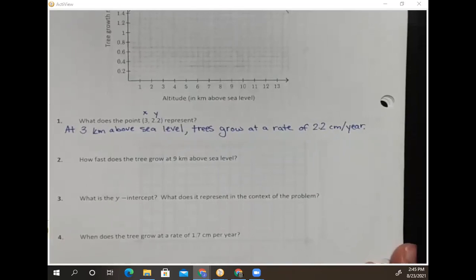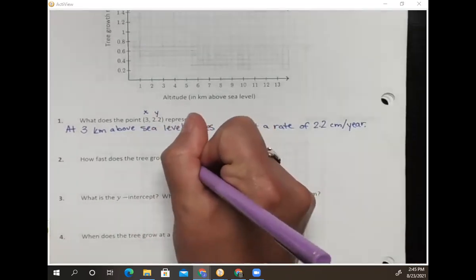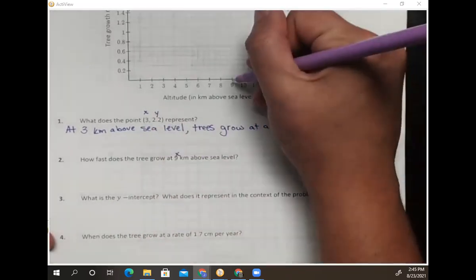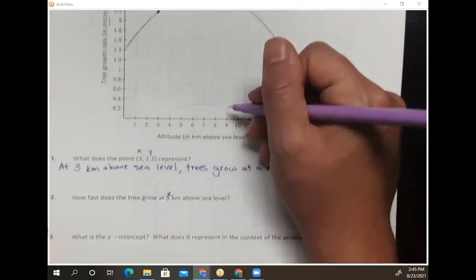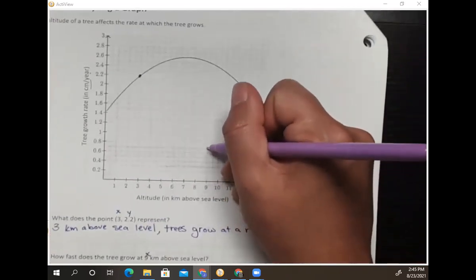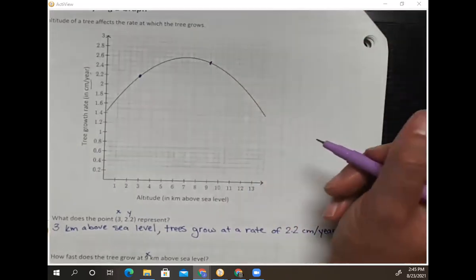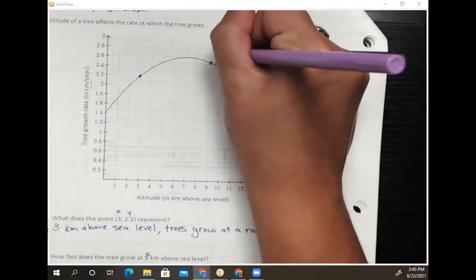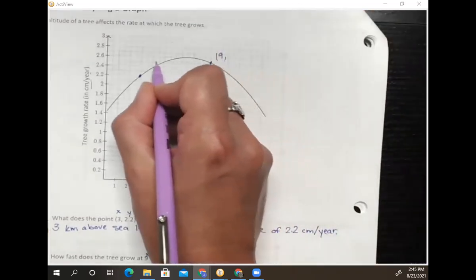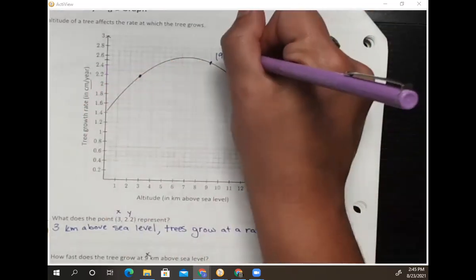How fast does the tree grow at 9 kilometers above sea level? So this is an altitude, this is an x value. So when my x value is 9, I want to follow that up to the graph. Like we're right about there. When my x value is 9, my y value is 2.5.